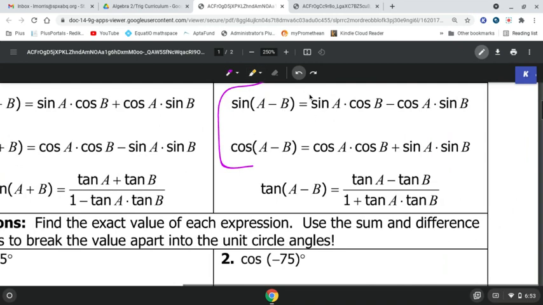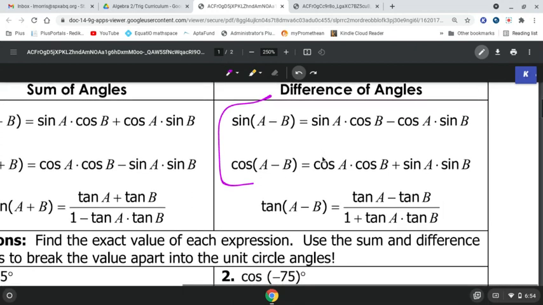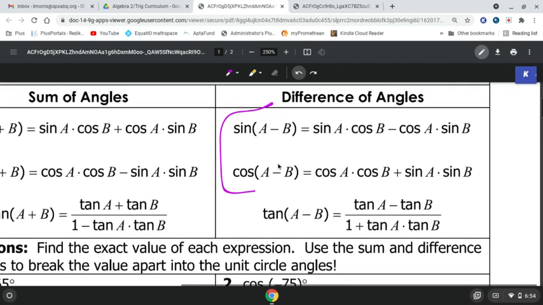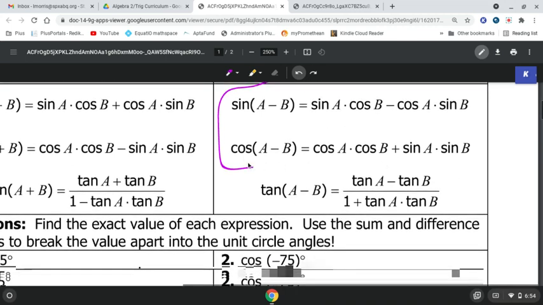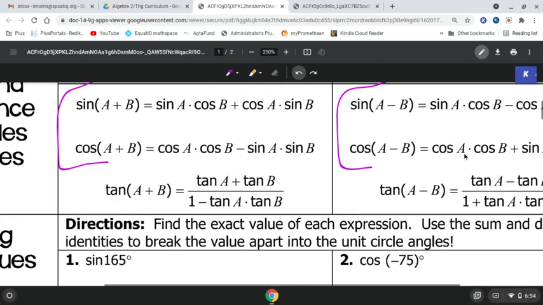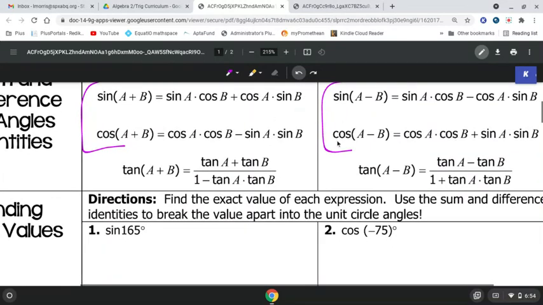Then sine and cosine when we're looking at difference of angles. So when it's minus here, which I'm probably going to give you each problem and tell you which one to use because we're not going to do that many. But we're going to do sine of A times cosine of B minus cosine A times sine B. And then cosine is cosine A times cosine B plus sine A times sine B. So it's going to make more sense once we do an example. That's just kind of the general guide you'll need to look at.